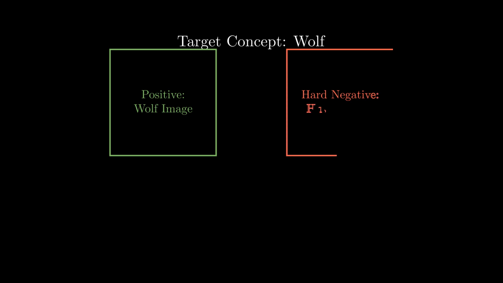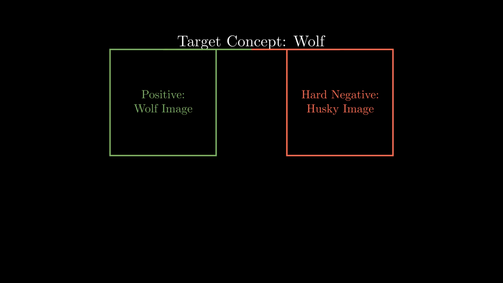To teach SAM3 to recognize concepts with this level of precision, we use a massive data engine. But how does it actually learn? Let's take a target concept, for example, a wolf. It's easy for a model to match this against a clear positive example, like this image of a wolf. The real challenge lies in distinguishing the wolf from hard negatives. These are images that look visually similar, like this husky, but represent a completely different concept.